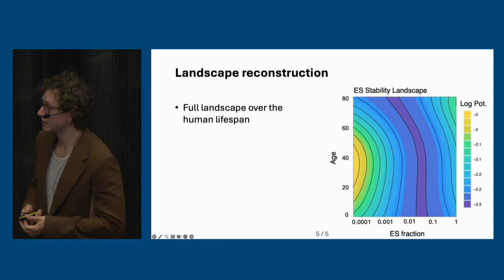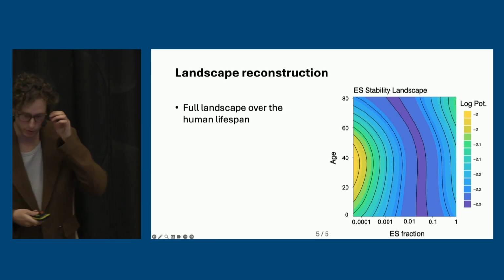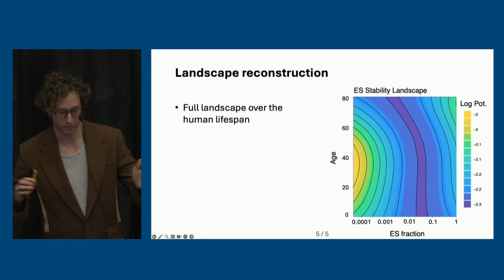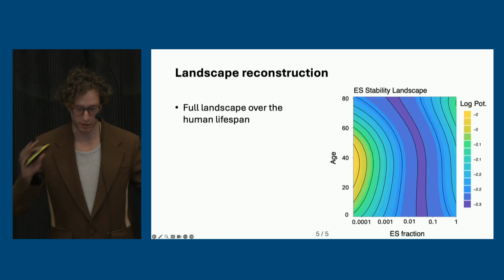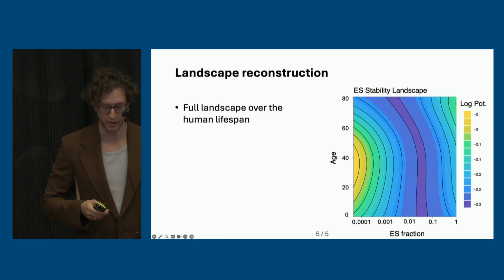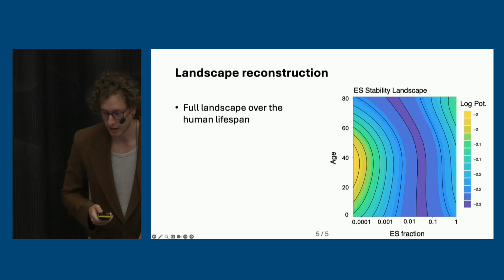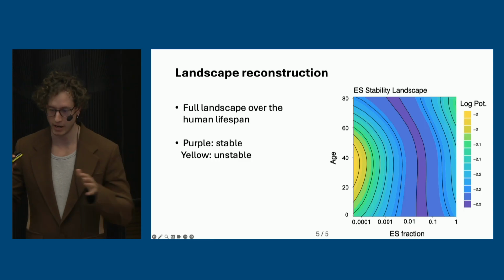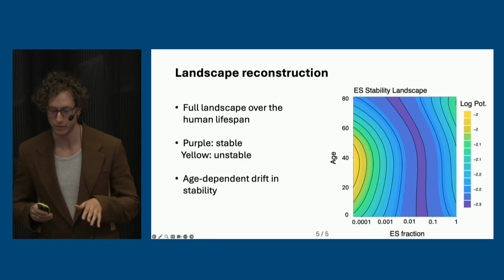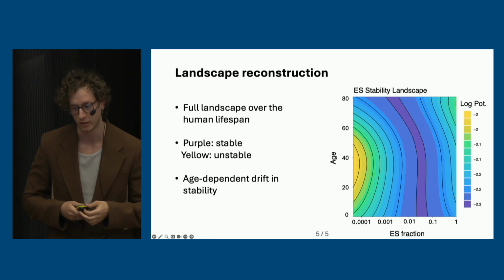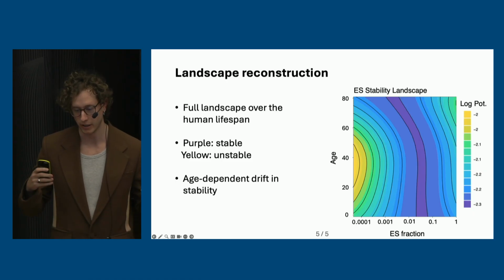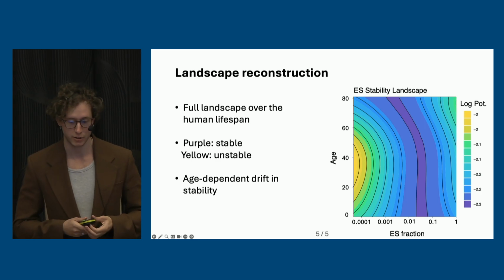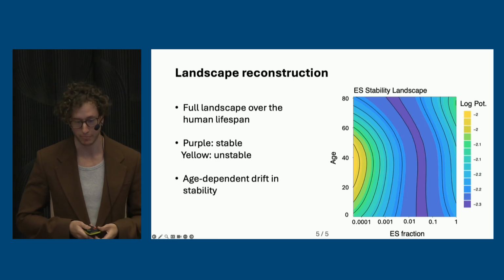And now this is the preliminary result that we'd be looking at. So here's a reconstructed landscape over the ES fraction, so the relative fraction between 0 and 1, and the entire age span from 0 to 80 years old. And we can see the purple region is stable, the yellow region is unstable, and we have this age-dependent drift instability. We can see the stable state is moving with age, and we can calculate other things such as entropy or other markers of stability that are also changing with age. So those are the types of things we're interested in.